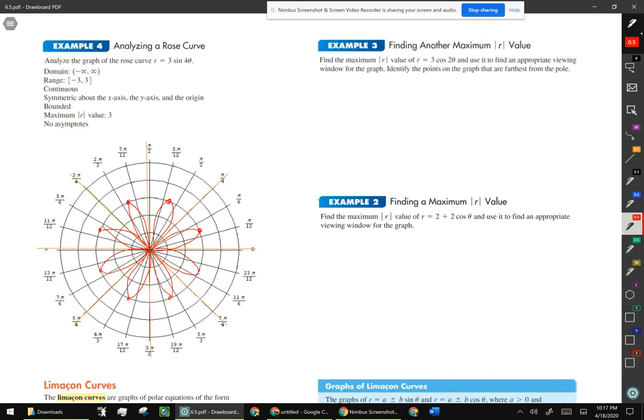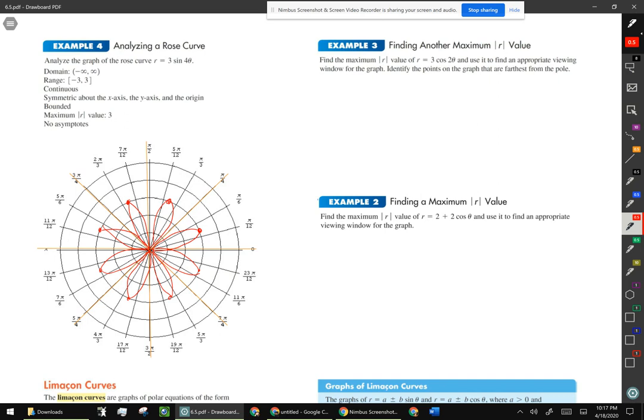If you look at the characteristics, the domain is negative infinity to infinity, because r is equal to 3 sine 4 theta is not bounded by any restrictions in terms of what you can plug in for the angle. The largest radius that can be outputted is 3, and sine can have a value of -1, so then -3 would be the smallest output for radius. So the range is -3 to 3 inclusive.